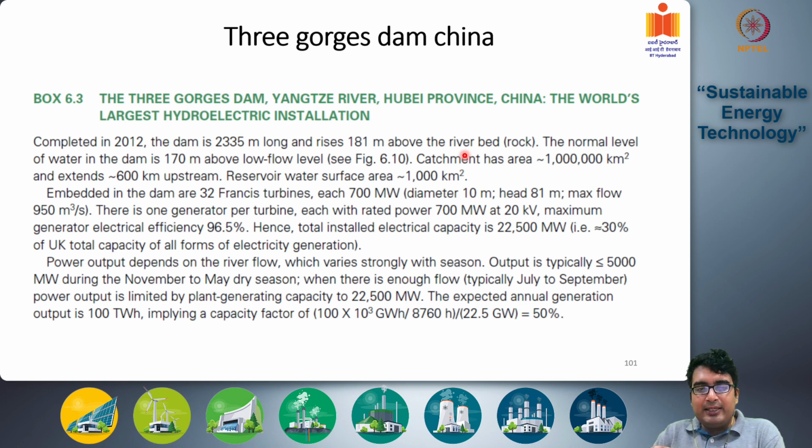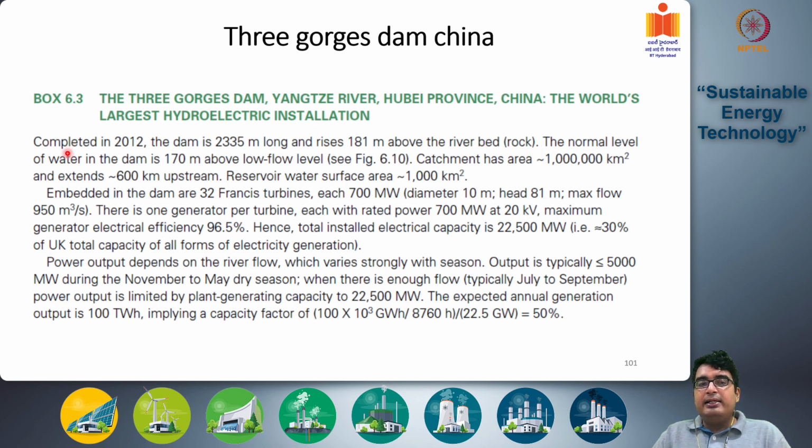It was completed in 2012 and the dam is 2,335 meters long and rises 181 meters above the riverbed. So the total height above the riverbed is around 181 meters, and it's a huge dam whose length is around 2,335 meters, over 2 kilometers in length.